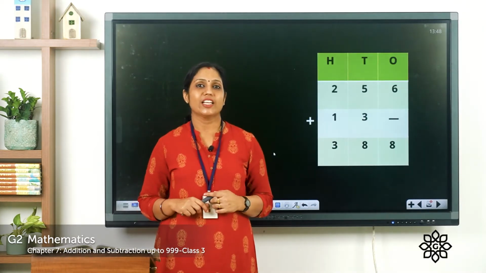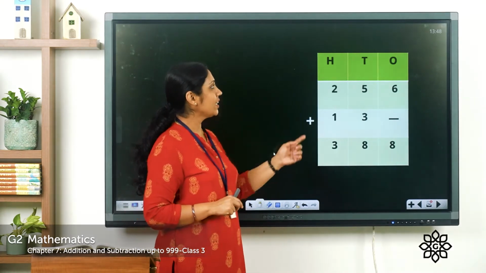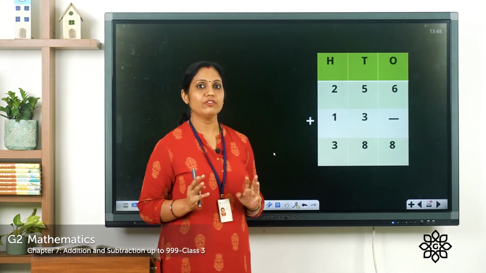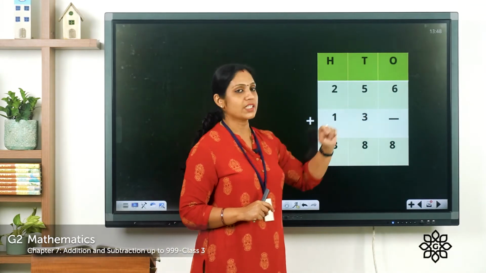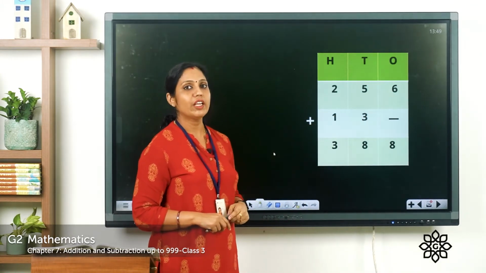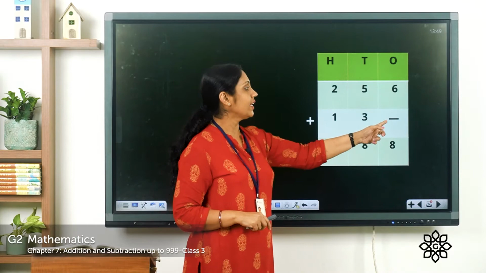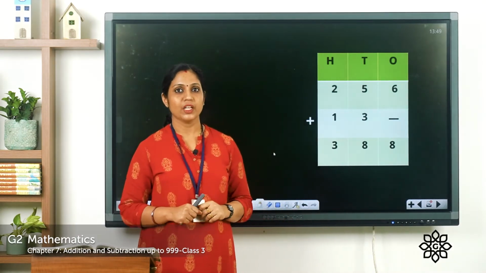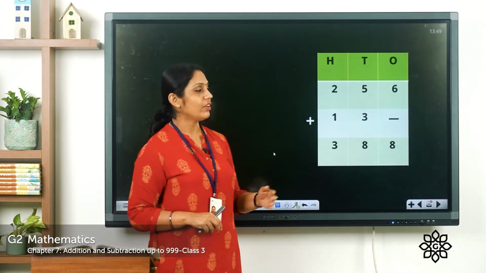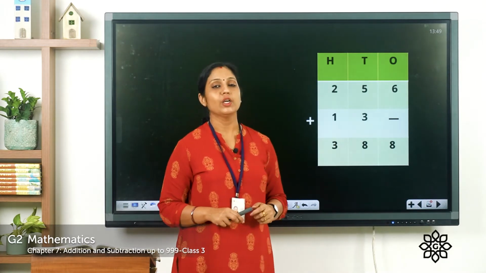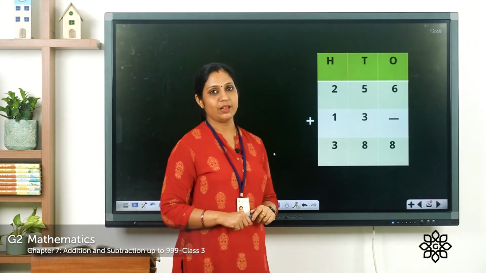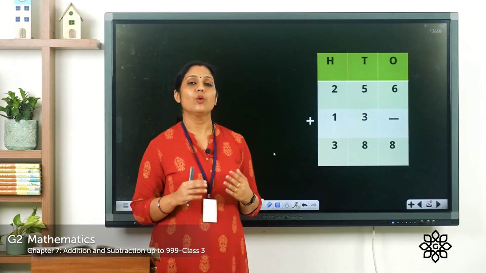Now let's check this sum. You can see in the first number we have 3 digits, that is 256. And look at the second number, we have only 1, 3 and the number in the ones place is missing. Now look, the answer is given. We have been given 388. We have to find out the missing number. So when you get this, what do we have to do?